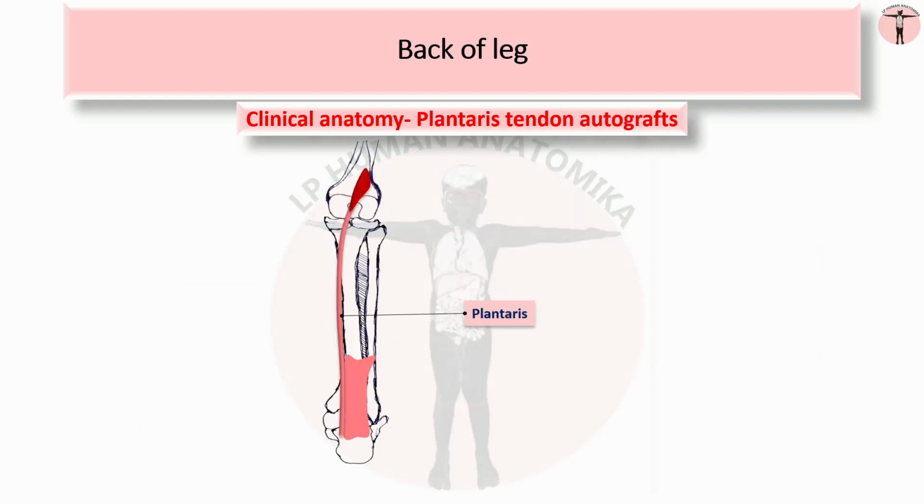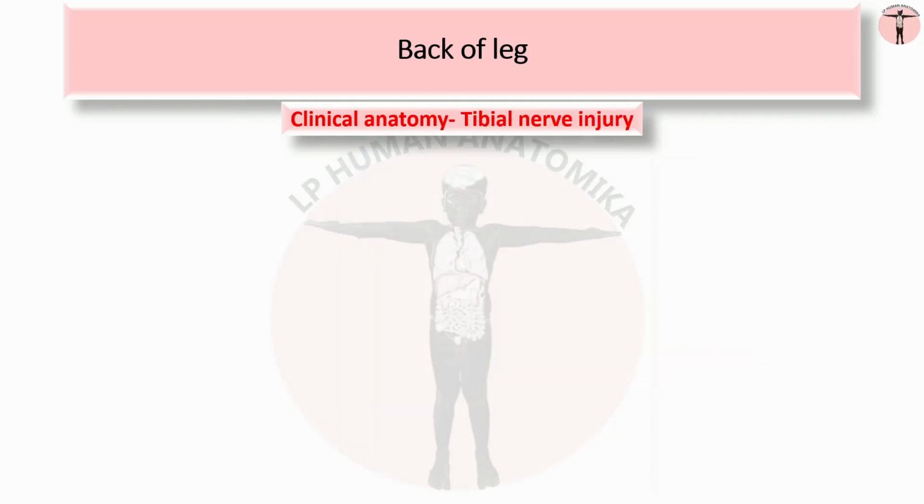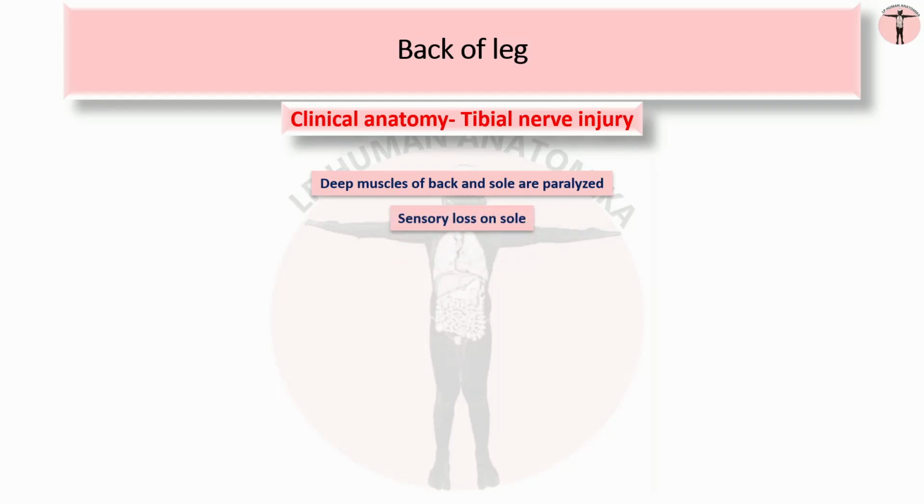Plantaris tendon and autografts. The tendon of plantaris muscle can be used for tendon autografts in repairing ruptured flexor tendons to the fingers. The tendon of the palmaris longus muscle can also be used for this purpose. Tibial nerve injury. It is very rare. If injured, it shows the following effects. The deep muscles of the back of leg and sole are paralyzed. There is loss of sensation on the sole, consequently leading to trophic ulcers on the sole.